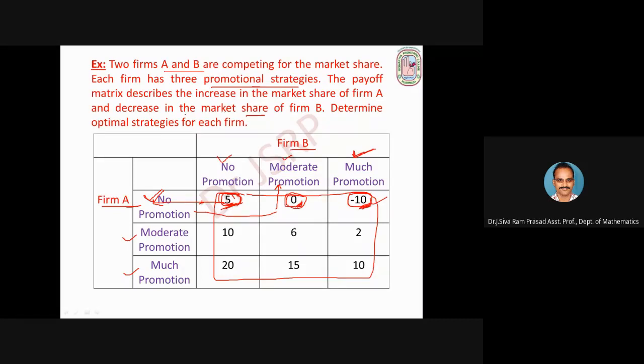Okay. So now we have to select which strategy is opted for by firm A and by firm B. So that means we have to find optimal strategies for both firms. So no promotion, moderate promotion, much promotion. These are the strategies, three strategies for player A. Similarly, the same strategies for player B.